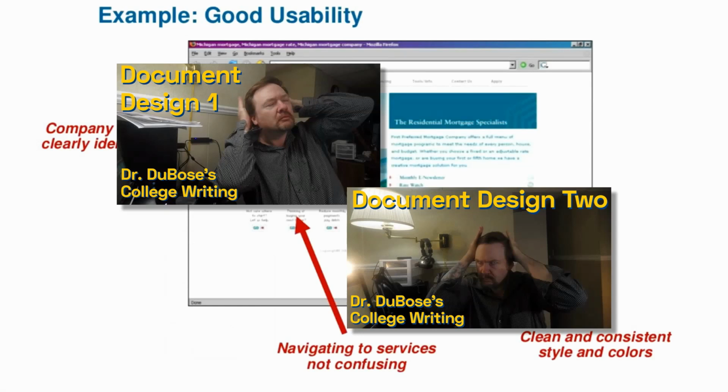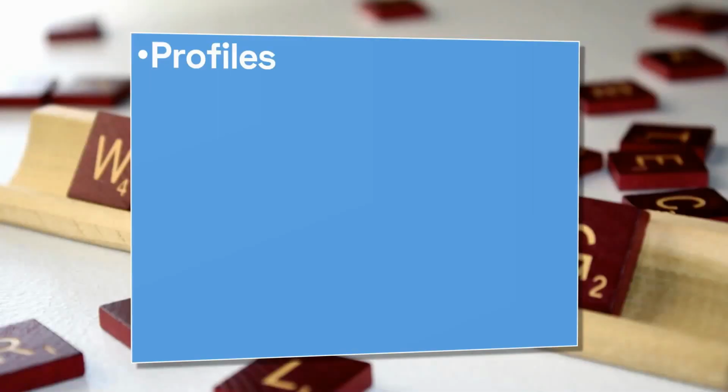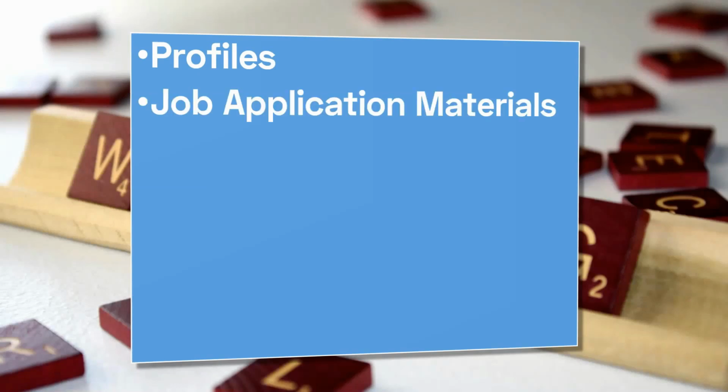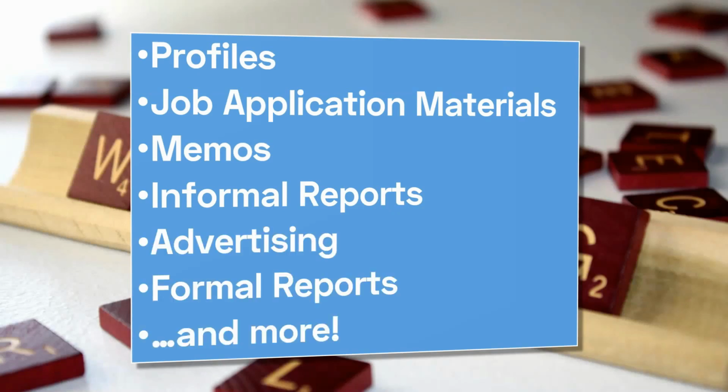Now, in terms of the specific writing assignments we're going to do in this class, let's talk about some of the types of documents. We're going to do profiles. We're going to do job application material. We're going to do memos. We're going to do informal reports. We're going to do advertising. We're going to do formal reports, and we might do some more stuff.